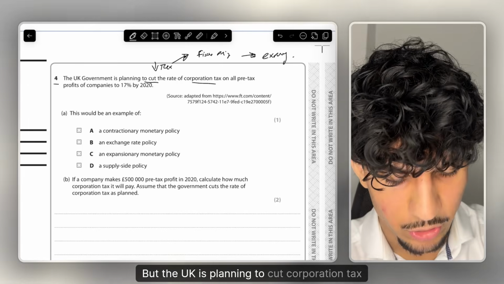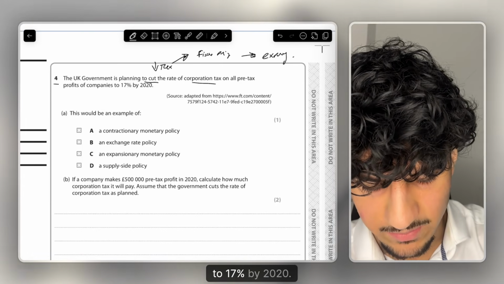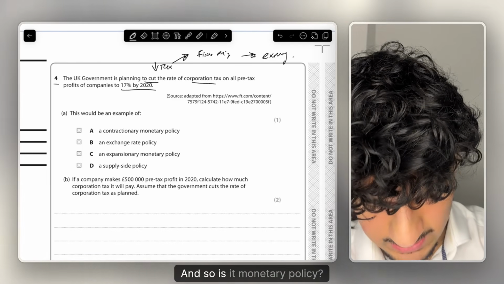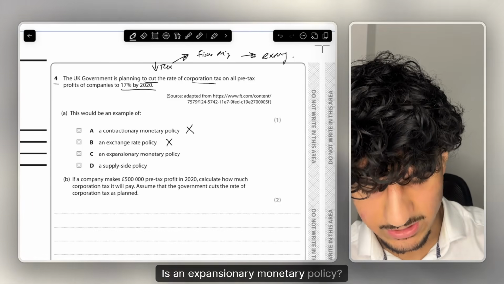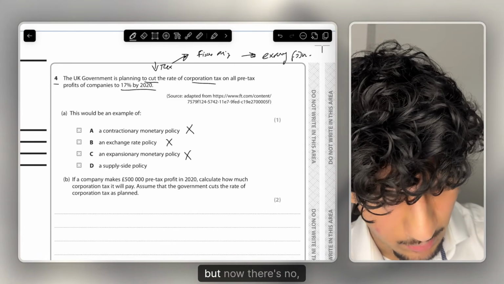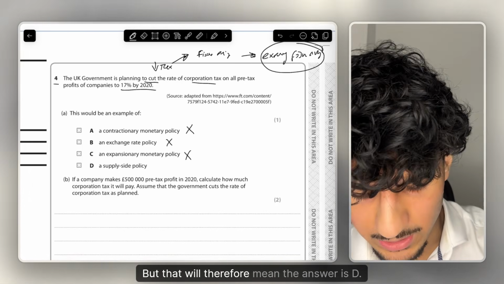But yeah, the UK is planning to cut corporation tax rates on all pre-tax profits of companies to 17% by 2020. This would be an example of, and so is it monetary policy? No. Is it an exchange rate policy? No. Is it an expansionary monetary policy? No. Remember, I have just said it is expansionary fiscal policy, but now there's no selection for expansionary fiscal policy. But that would therefore mean the answer is D.